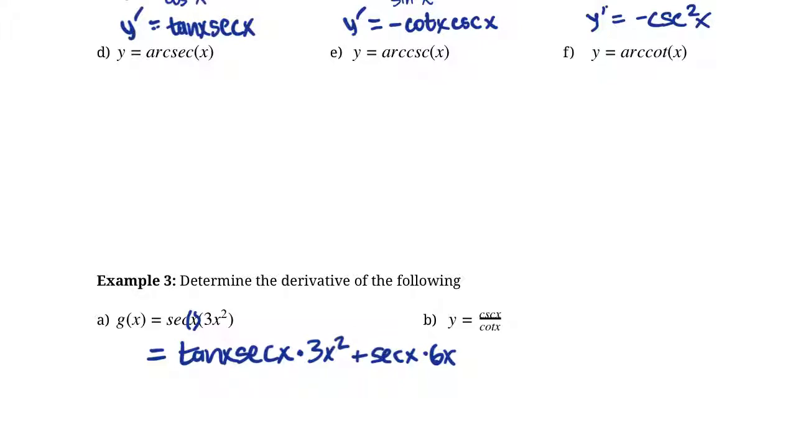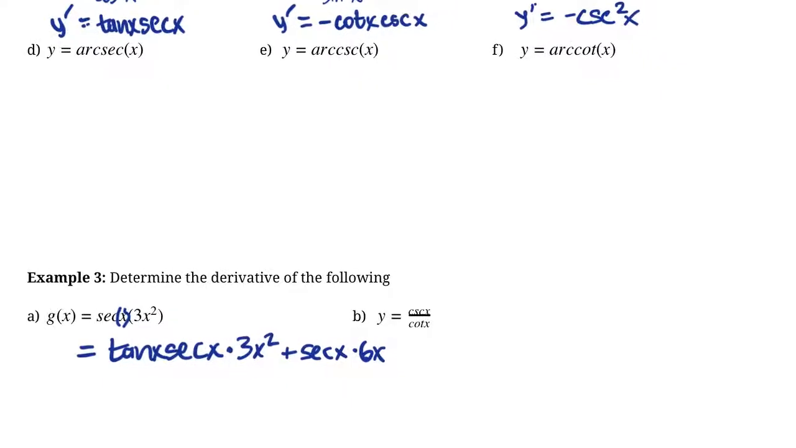Now for b, here we have two things that are being divided, right? When we have two things that are being divided, we're going to use the quotient rule, right? So derivative of top times the bottom minus top times the derivative of the bottom all over the bottom squared. So y prime in this case is going to be derivative of the top. So the derivative of cosecant x, as you can see at the top of your screen, is going to be negative cotangent x cosecant x.